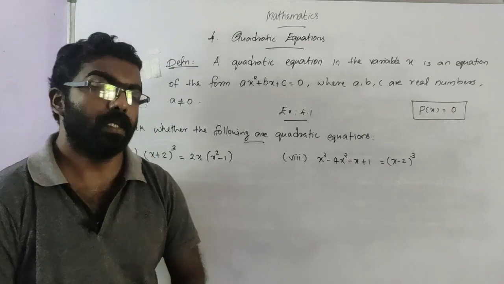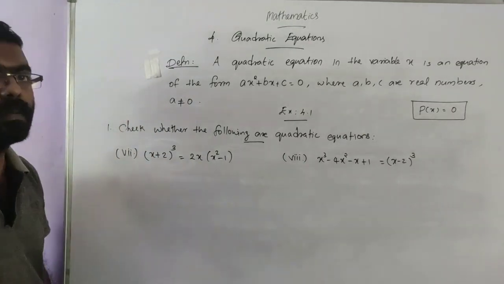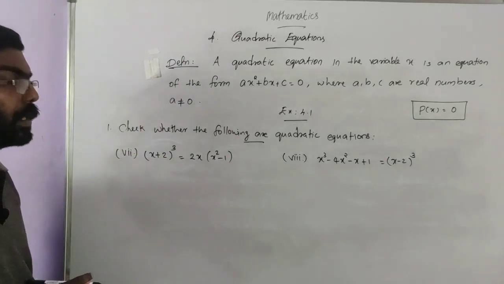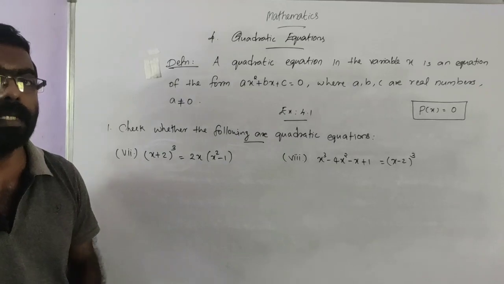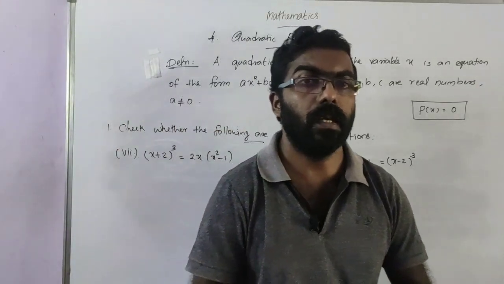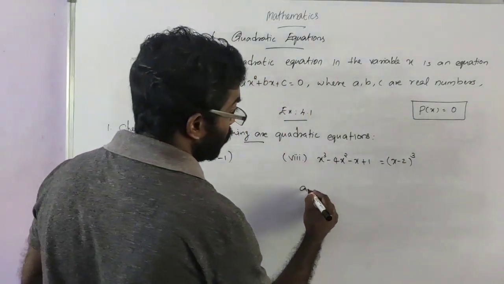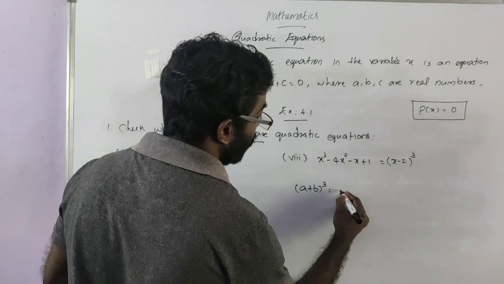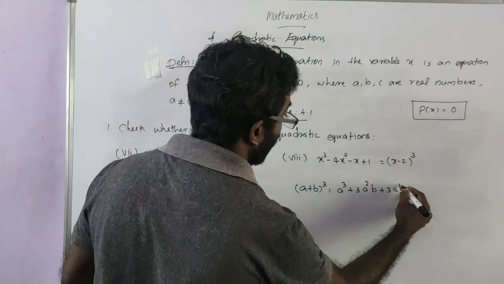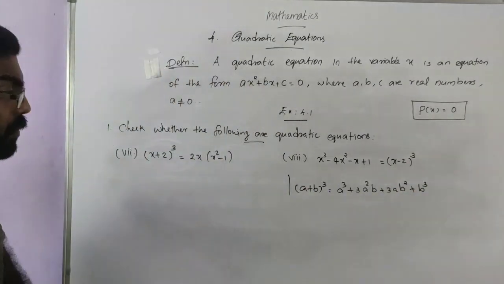Now we move on to the next question. x plus 2 the whole cube is equal to 2x into x square minus 1. So in the LHS part we have an identity, a plus b the whole cube. Okay, what is a plus b the whole cube? a cube plus 3a square b plus 3ab square plus b cube. Okay, a plus b the whole cube is equal to a cube plus 3a square b plus 3ab square plus b cube. So using this identity we can solve this one.